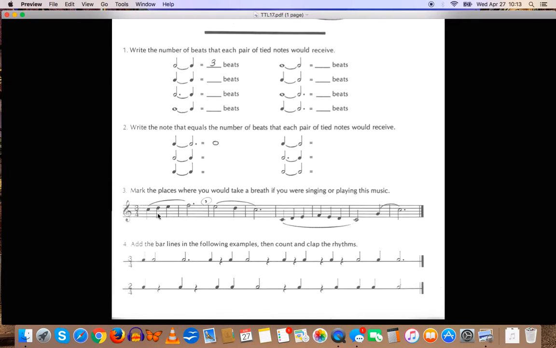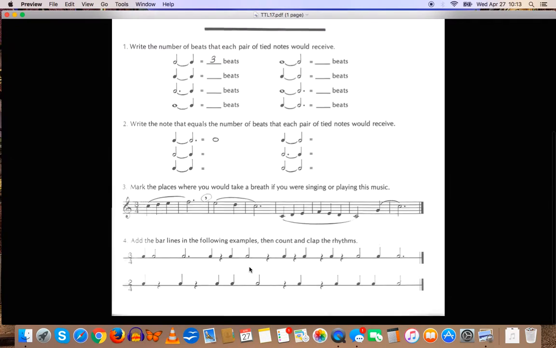Basically, you want to find the breaks in the slurs and write in your breath mark. Because in order to make these sound as smooth as possible, you don't have any time to take in a breath. Remember, each note is leading exactly up to the beginning of the next note, smooth and flowing as possible. So take a breath there in between the slurs. Here would be another breath mark. Go ahead and find the other breath marks there.